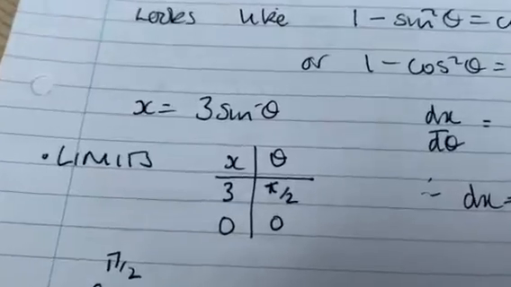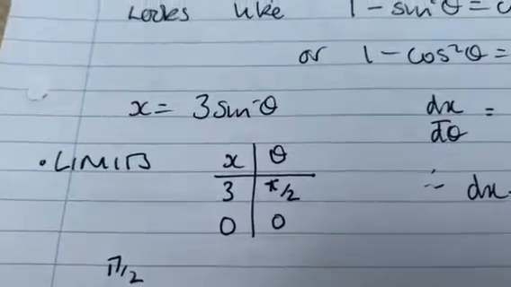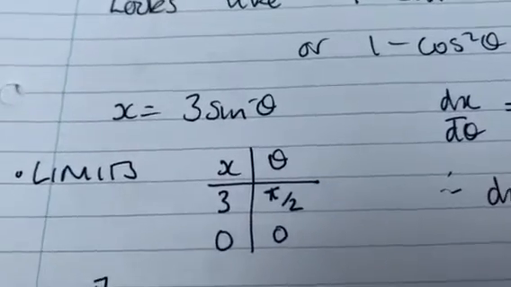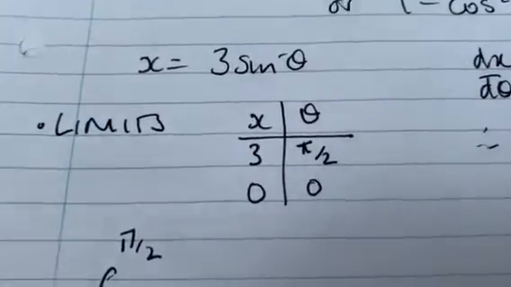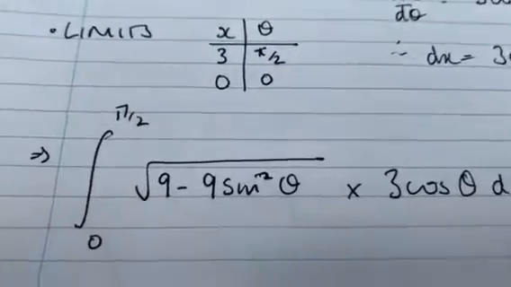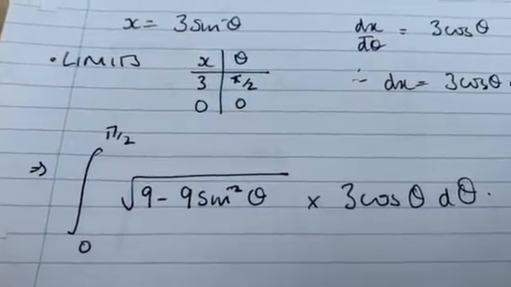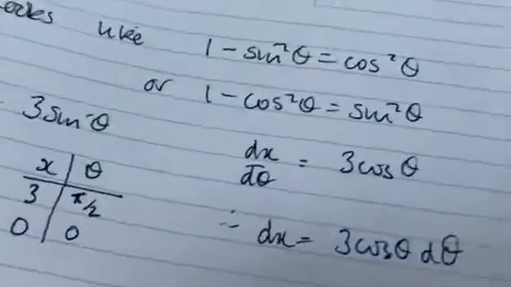I'm changing my limits. So when x is 3, sine theta will be 1, in which case theta is pi over 2. When x is 0, theta is 0. So you replace your values in your integral with your theta values, and it's going to look like that.